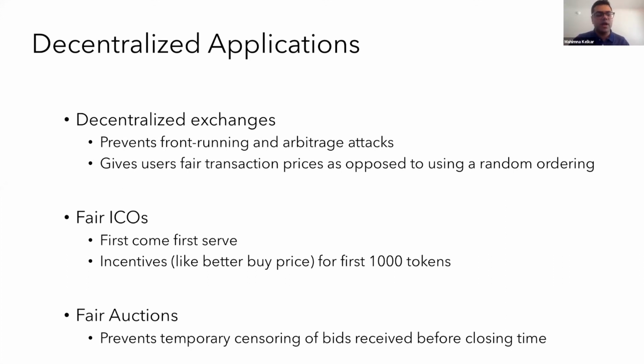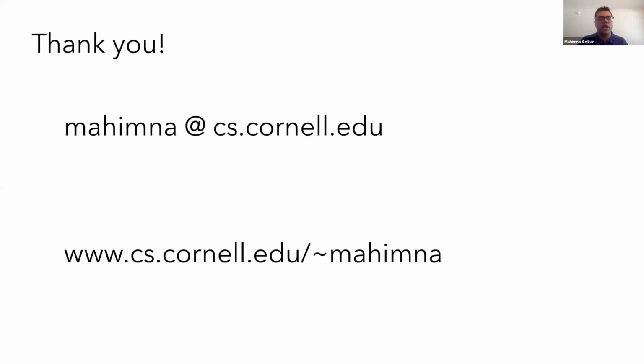Yep. So it can prevent front running and arbitrage in decentralized exchanges, and can give fair transaction prices to the users as opposed to any other form of ordering. You can also do first come first serve ICOs, or incentives where you get a better price for the first 1,000 tokens that are purchased, or any sort of fair auctions that prevent temporary censorship of bids or reordering of bids received before the closing time. So I'll end here.